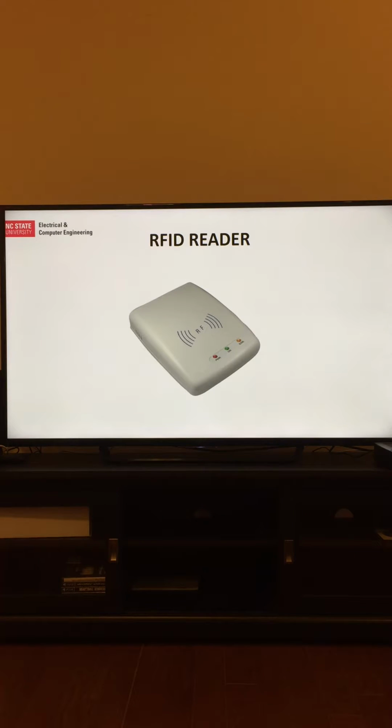The reader is responsible for sending out the radio wave signal in a particular frequency range. As soon as our RFID tag detects the signal and has enough power to activate the chip, it induces an electrical current and sends response data back to the reader by radio waves.